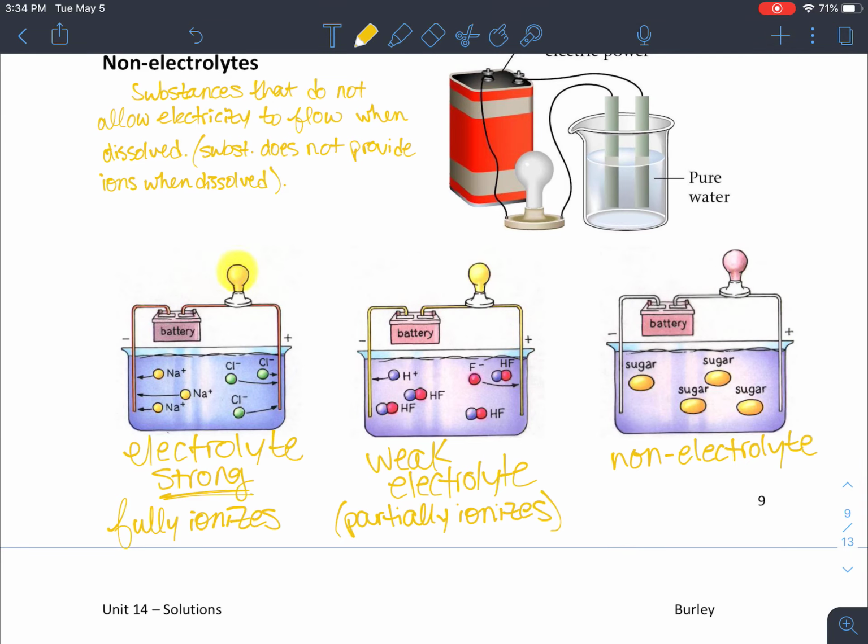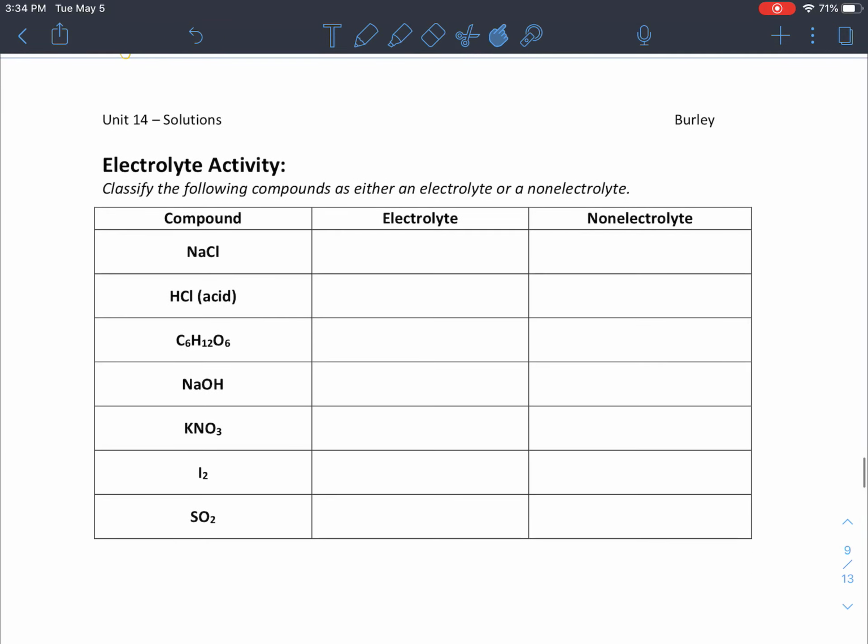What I'd like you guys to do is now come down here and decide which one of these would be electrolytes versus non-electrolytes. And have a great day.